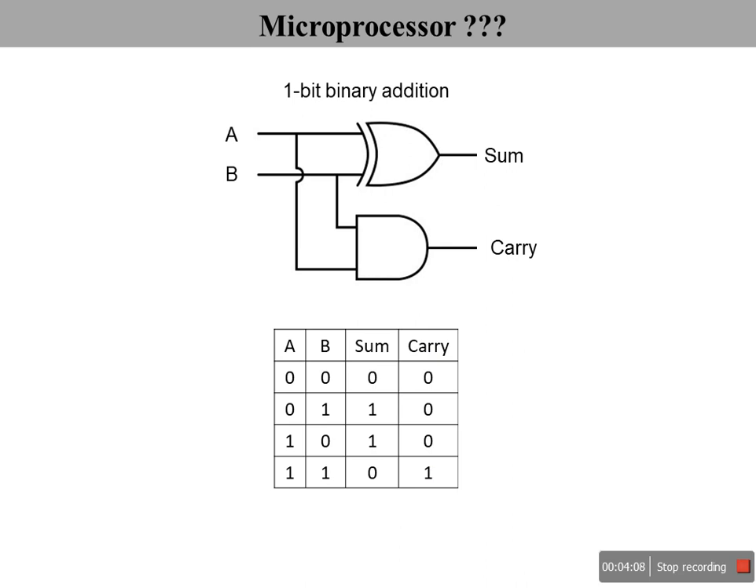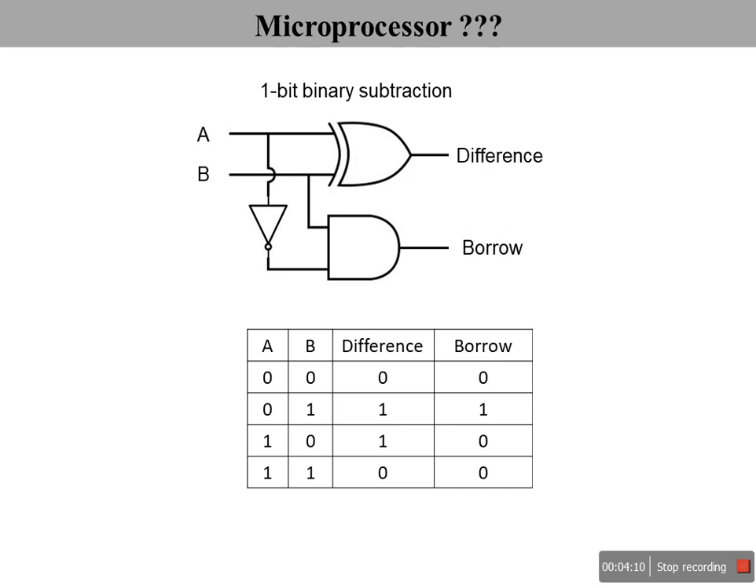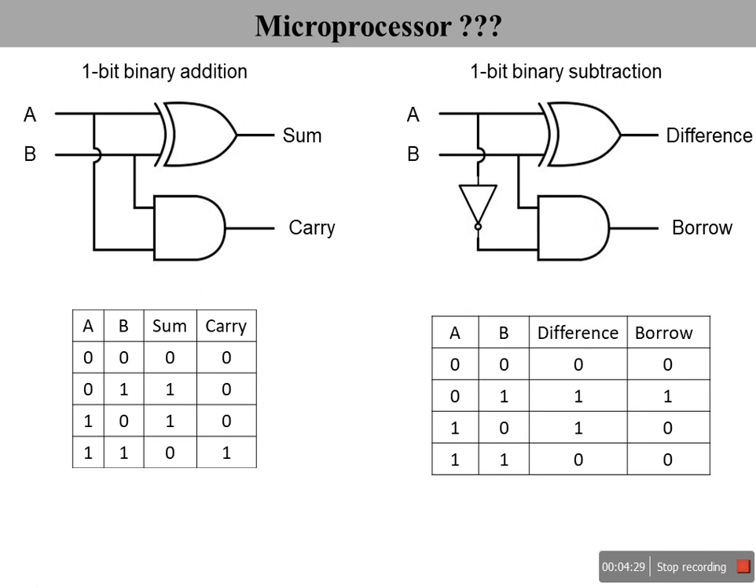Now let's look at one more similar circuit with just the addition of a NOT gate. This we call a binary subtractor. It subtracts A and B and will give the difference and a borrow. This is the truth table for single bit subtraction. Okay, now I'll put both of these together. This is the 1-bit binary adder, this is the 1-bit binary subtractor. The only difference between these two will be the addition of this NOT gate.